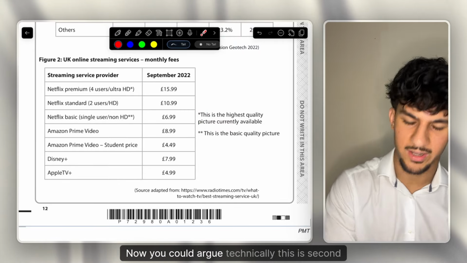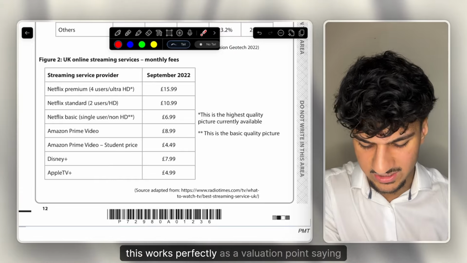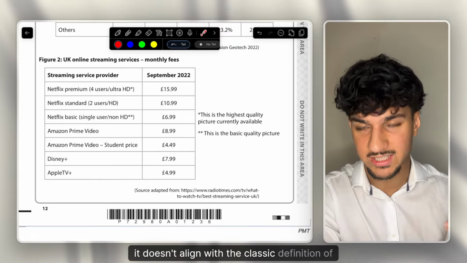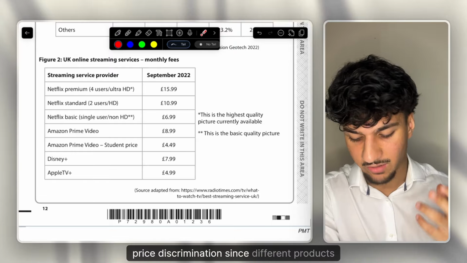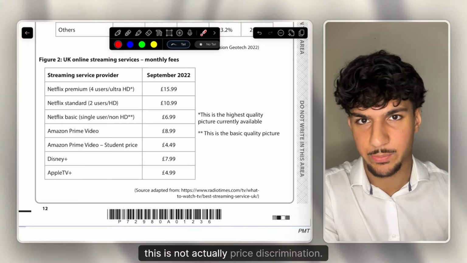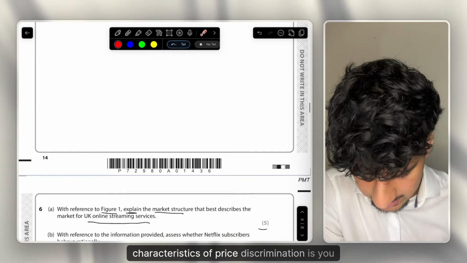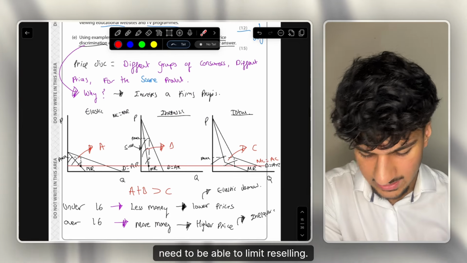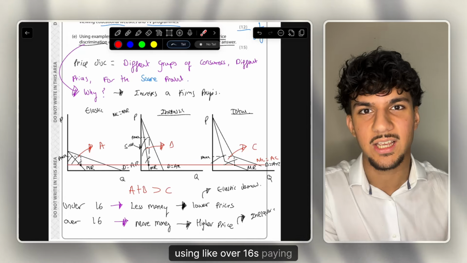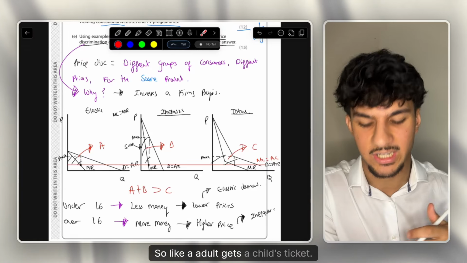Now, you could argue technically this is second degree price discrimination, but this works perfectly as an evaluation point, saying that it doesn't align with the classic definition of price discrimination, since different products are offered, so this is not actually price discrimination. Now, a great one is how we said one of the characteristics of price discrimination is the need to be able to limit reselling, so basically stopping inelastic demand consumers like over 16s paying elastic demand consumer prices, like an adult getting a child's ticket.